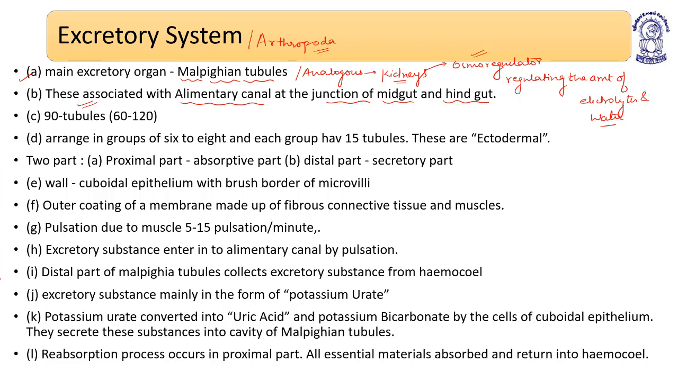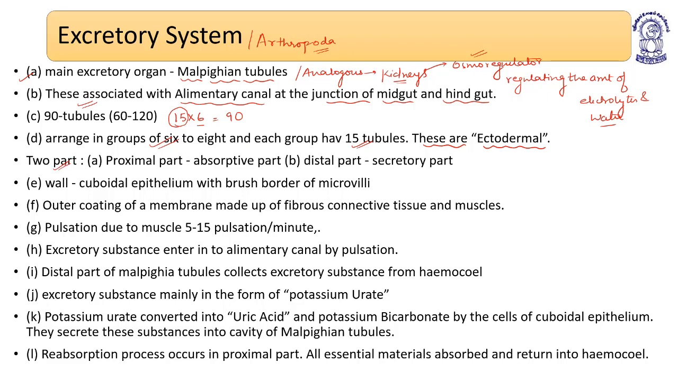Around 90 Malpighian tubules are present, arranged in groups of 6 to 8, and each group has 15 tubules. It's clear mathematics: 15 into 6 is 90. The origin of these Malpighian tubules is ectodermal, right?